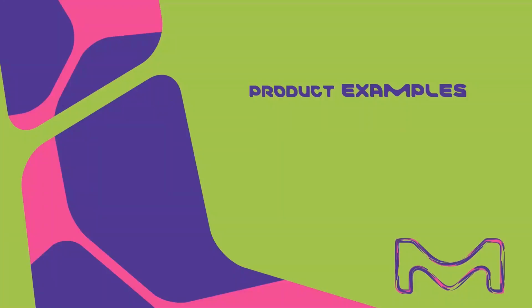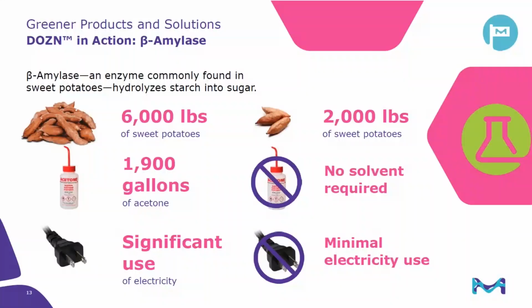Product examples. Beta amylase is an enzyme used for hydrolyzing starch into sugar. We had been using a 1950s publication to make this enzyme. This process requires 6,000 pounds of freshly harvested sweet potatoes and 19,000 gallons of acetone at elevated temperature, almost at boiling point temperature.